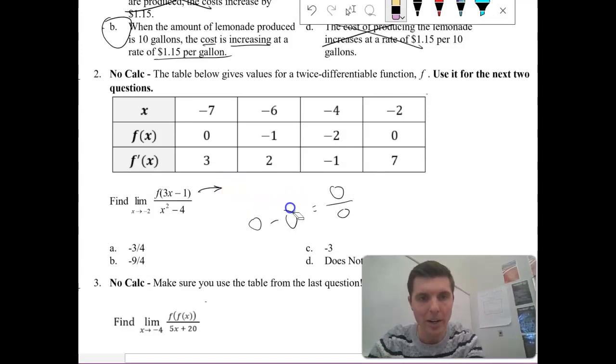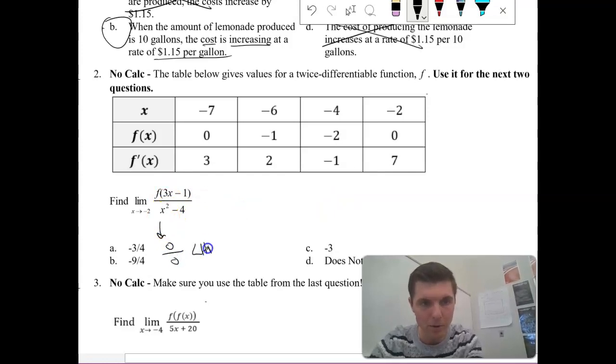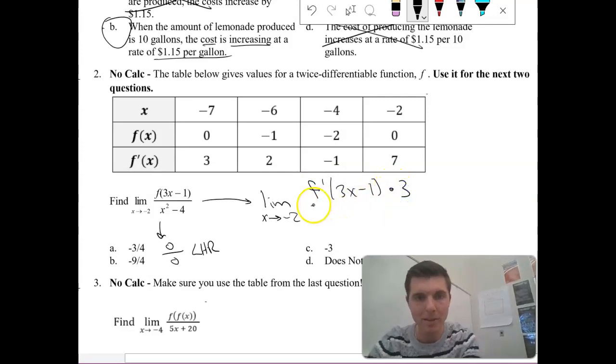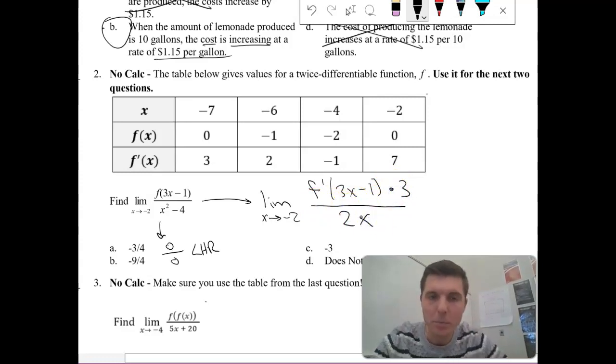Here's the biggest issue I noticed, though. And I'm just going to erase this and write it way smaller over here. 0 over 0, L'Hopital's rule. The biggest issue I noticed was taking this derivative. So doing L'Hopital's rule, the limit as x approaches -2. The error was on top. A lot of us wrote f prime of 3x minus 1 times derivative of the inside, times 3. That was an issue for us. On the bottom, it's just 2x.